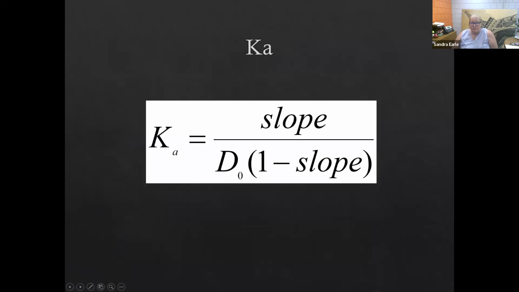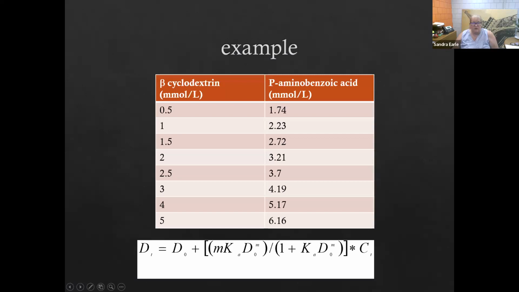Now, the slope of the line is determined by that crazy relationship. But the good news is we can get the affinity constant, or Ka, by taking the slope of the line and dividing it by the y-intercept times the quantity 1 minus the slope of the line. So we can determine the affinity constant. So we can compare the affinities of two different drugs for that beta-cyclodextrin. So the higher the Ka, the higher the affinity. So we can get a lot of useful information from this linear relationship. But what does it mean? Or how do we get it?